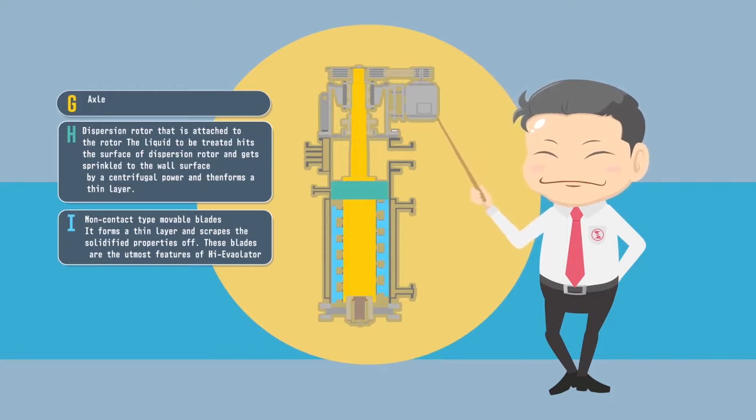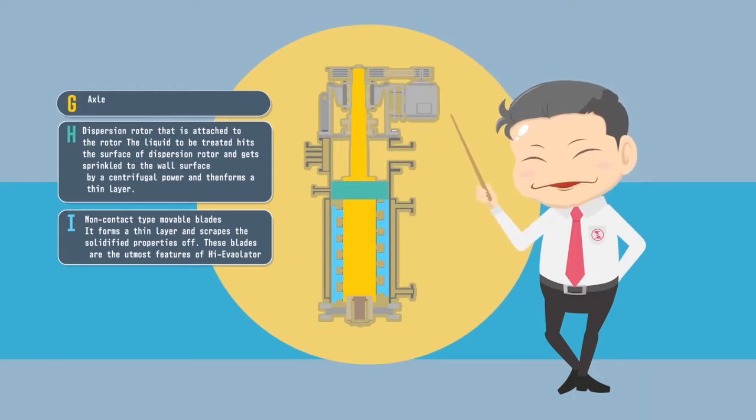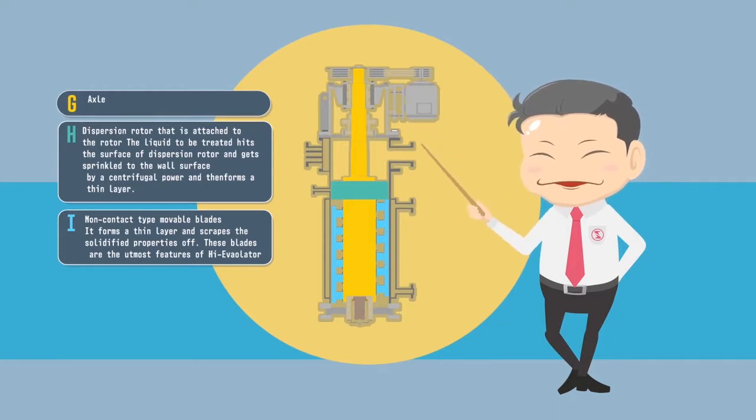I. Non-contact type movable blades. It forms a thin layer and scrapes the solidified properties off. These blades are the utmost features of Hi-evaolator.